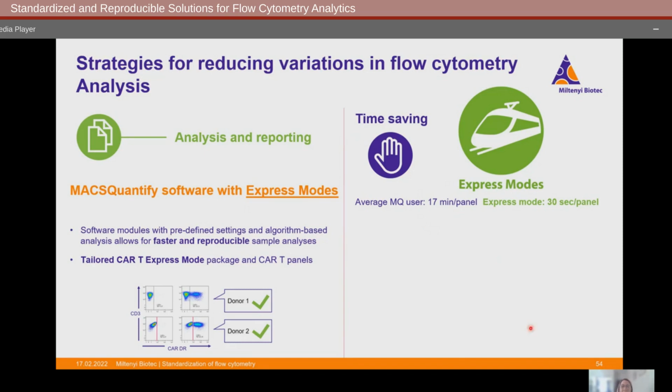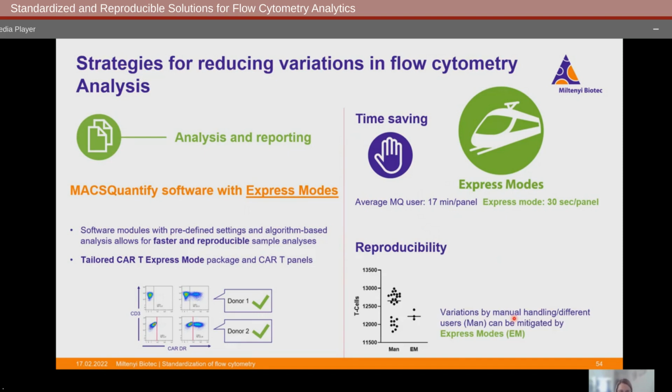So when you're actually looking at the reproducibility of manual data analysis compared to express modes, the variation that you see in manual handling of gating, of just individual users is really much higher and can be mitigated by using express modes. So you're really eliminating that human factor when it comes to flow gating and really, that major headache that a lot of people tend to have in this area.